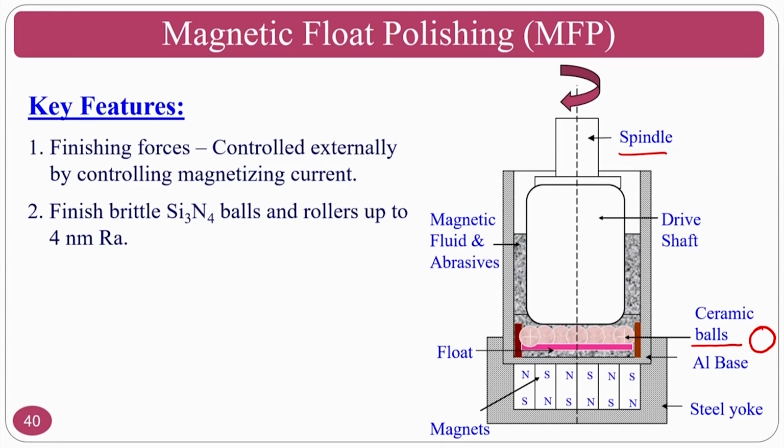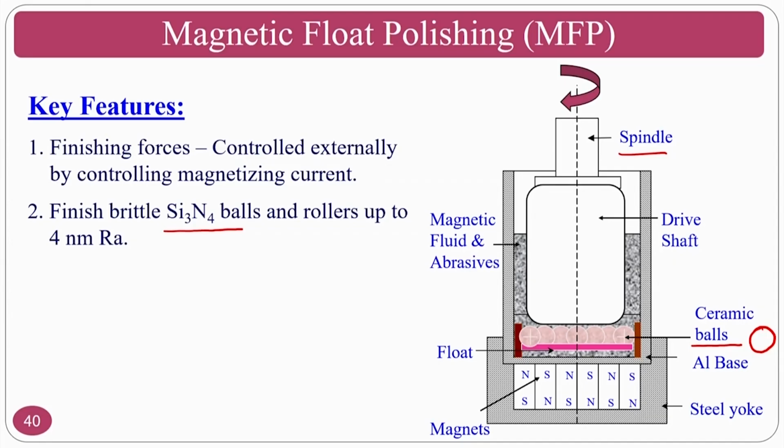The key feature of this process is that the finishing is controlled externally by controlling the magnetizing current. That means your chains are controlled by the magnetic field. At the same time, Si3N4 balls are the rollers. These are the ceramic balls, which are non-magnetic workpiece materials, and these can be finished using this particular process.